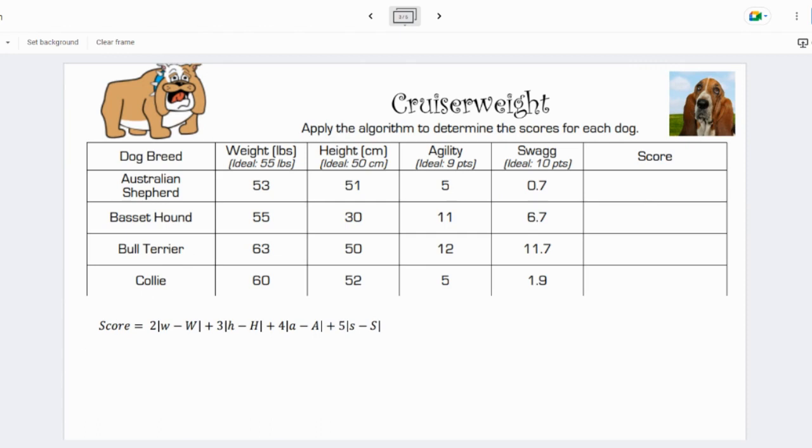All right, let's go ahead and start solving here. So we'll start with the score equals 2 times the Basset Hound weight, which is 55, minus 55.